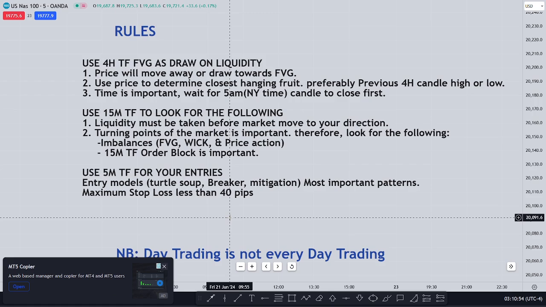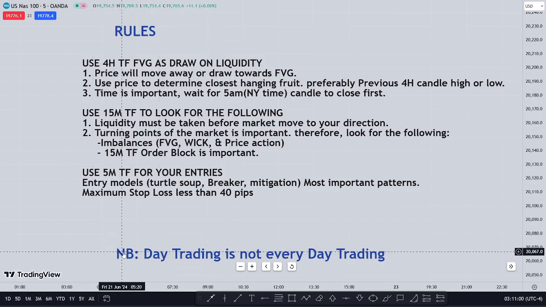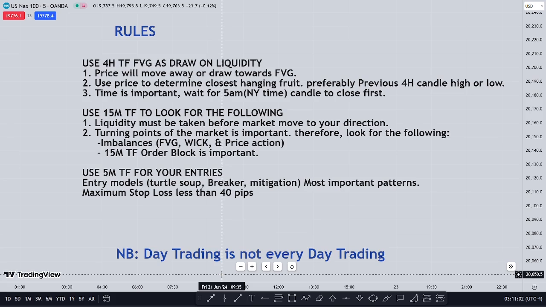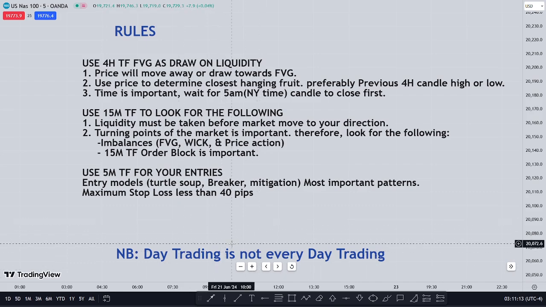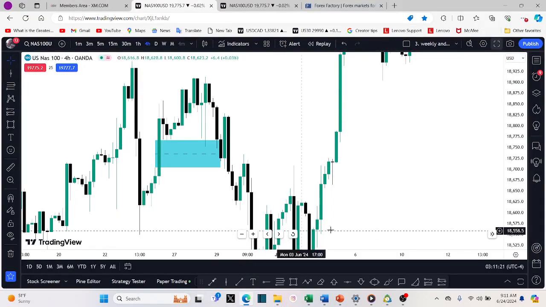And you need to notice the following, guys. Day trading is not everyday trading. So it doesn't mean that each and every day you'll go to the market and find your entries. Yes, you can force yourself to find entries, but it is important to be on the brighter side. So you must look for the simplest models that you can see. If it's not simple, move away. So let's go into the chart and explain what we're trying to do here.